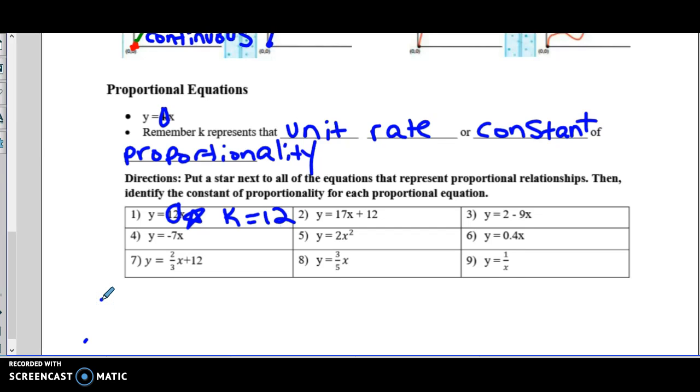Example 2 is not a proportional relationship. In addition to having y equals 17x, it has this extra plus 12. Therefore, it is not proportional. Question number 3. Even though it has 9x, I have this extra 2 minus. Therefore, it is not a proportional relationship. What I want you to do now is try to look at examples 4, 5, 6, 7, 8, and 9, and identify the equations that are proportional.